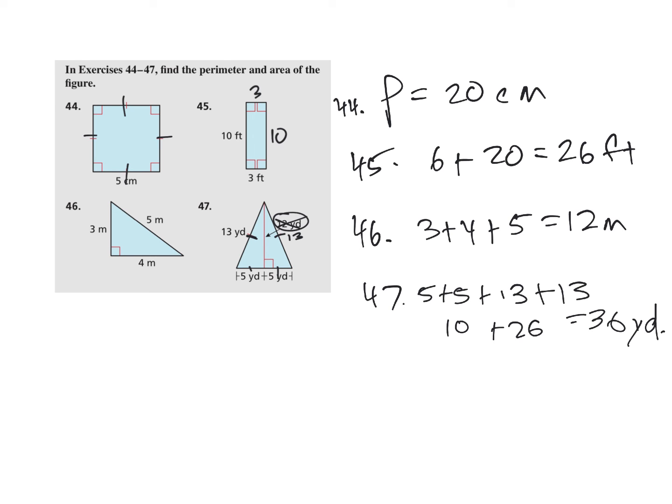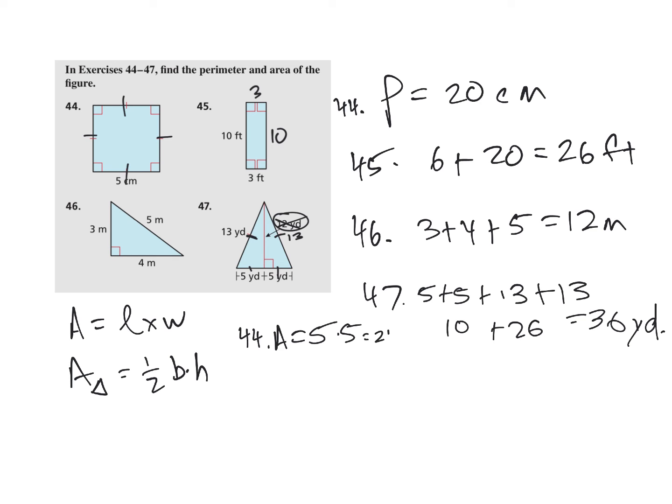We're supposed to find the area as well. The area of a rectangle is length times width. The area of a triangle is 1/2 base times height. Let's go from there. Number 44. The area is length times width, or 25 square centimeters. Number 45, the area is 3 times 10, or 30 square feet.